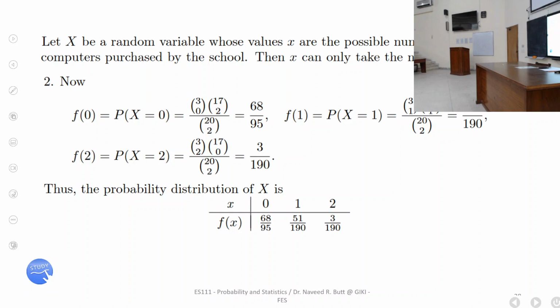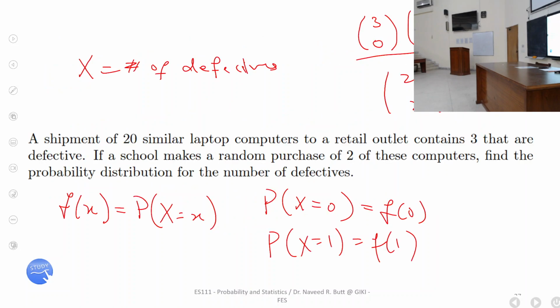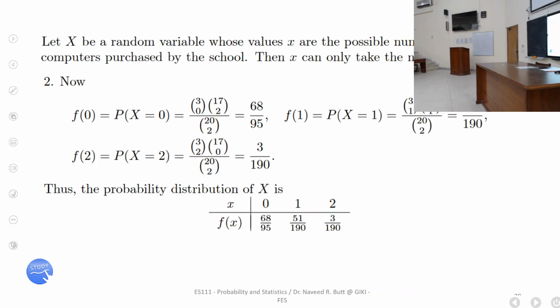So you get f0, f1, f2, right? And this is the probability distribution of x. So you just assign the function for all possible values of x, and that is your PDF. Now PDFs can be derived in many different ways. For easy cases, this is one way. For easy discrete cases, this is one way that you can do it.